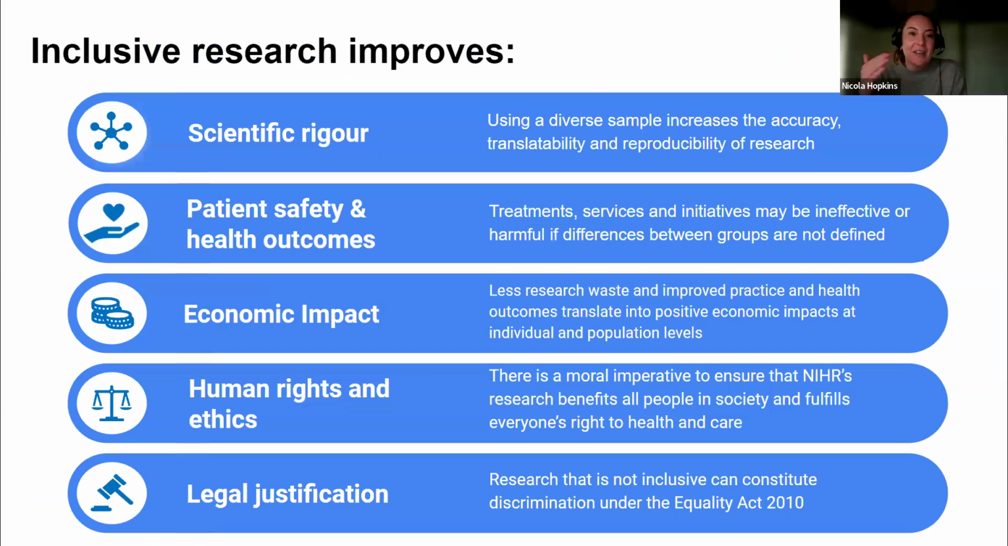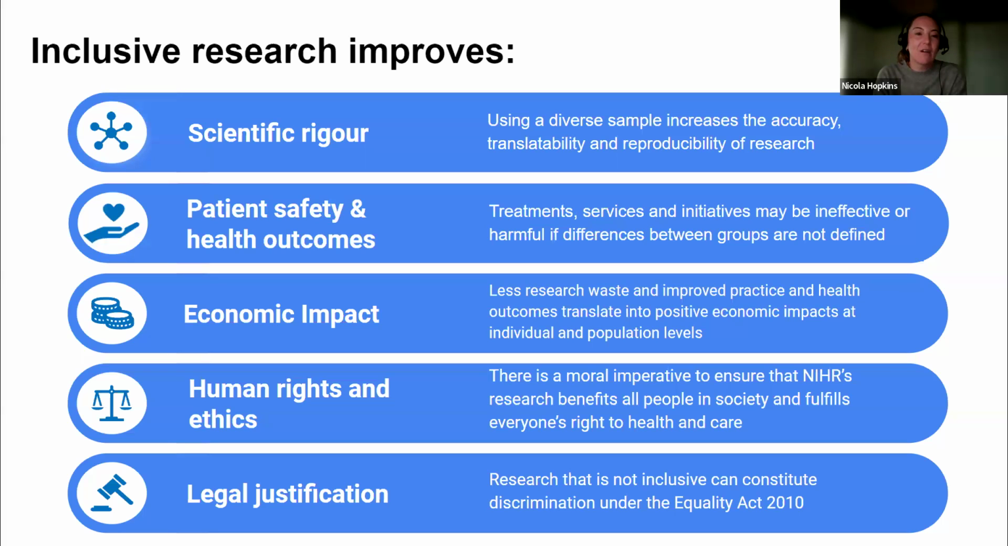There are numerous drivers in addition to the health inequalities angle and numerous benefits of inclusive research, which make it essential for us at NIHR to build it in as a requirement for funding. These include improved scientific rigor. Using a diverse sample increases the accuracy, translatability, and reproducibility of your research. Increased patient safety and health outcomes: treatments, services, and initiatives may be ineffective or harmful if differences between groups are not defined. There are economic benefits, so there's less research waste as research outcomes can be better applied, and the resulting improved practice and health outcomes translate into positive economic impacts, both at the individual and at a population level.